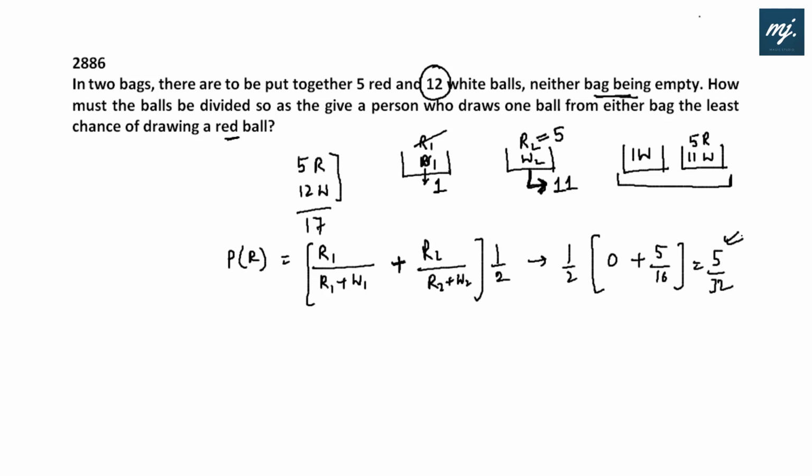If they have asked you what would be the minimum probability of drawing a red ball, then in that case it should be 5 by 32, and the process is only one white ball in one bag and the other balls in the second bag or another bag. That should be the allocation, such that the probability of getting red ball would be least, and that would be 5 by 32.